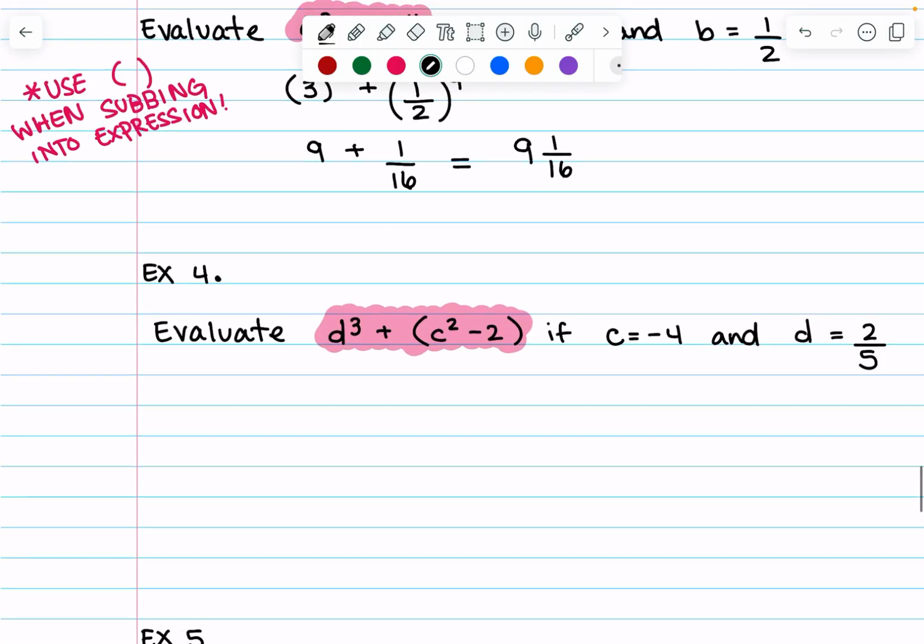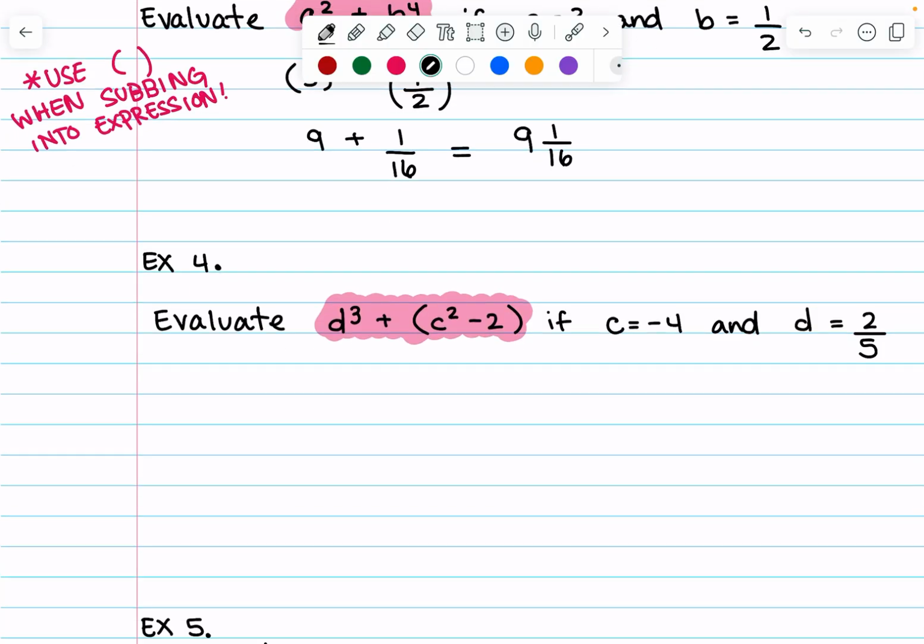Example number 4. Evaluate d cubed plus the difference of c squared and 2 if c equals -4 and d equals 2/5. So again, I'm going to utilize parentheses. 2/5 cubed plus parentheses, and then I'm going to do another set of parentheses because I'm substituting in that -4 for c, minus 2, and then close your parentheses.